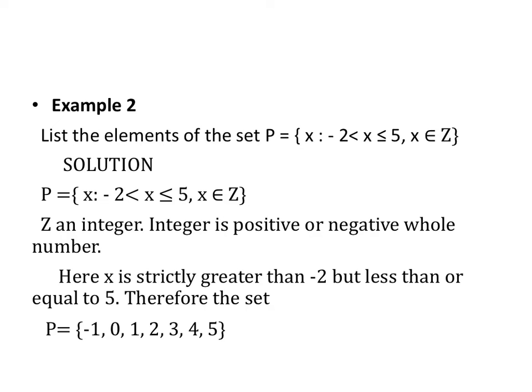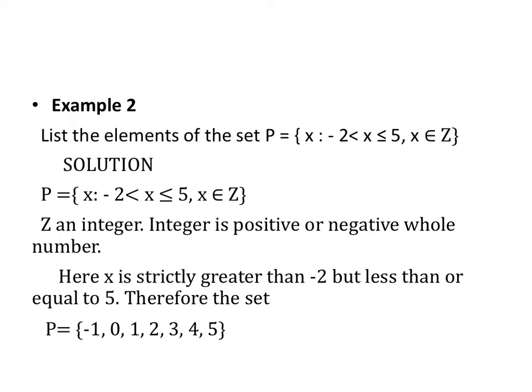Example 2. List the elements of the set P such that P is equal to {x such that -2 is less than x, less than or equal to 5, and x is an element of integers}. That's integer numbers. Solution: P is equal to {x such that -2 is less than x, less than or equal to 5, x element of Z}, that's integers.